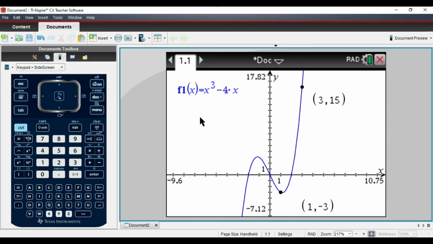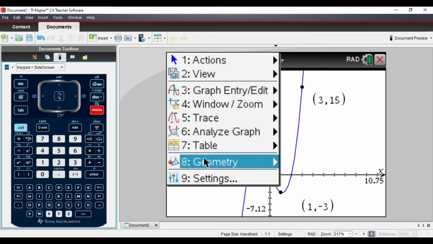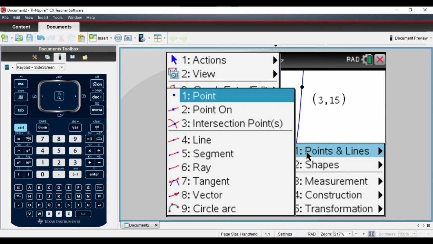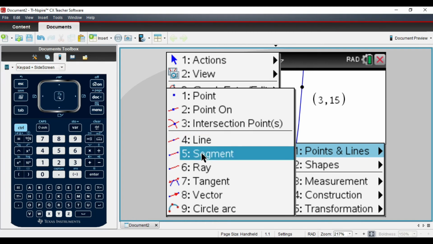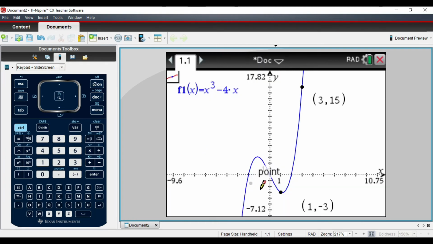Anyway, let's get back to what we should be focused on. Let's draw a line between those 2 points. And of course, that's under geometry, number 1. And there's no secant line there. I guess you could use a segment, but a line will just keep going once we go through those 2 points. And that is that. And we'll hit escape. And unfortunately, we don't know what the equation or the slope of that line is.